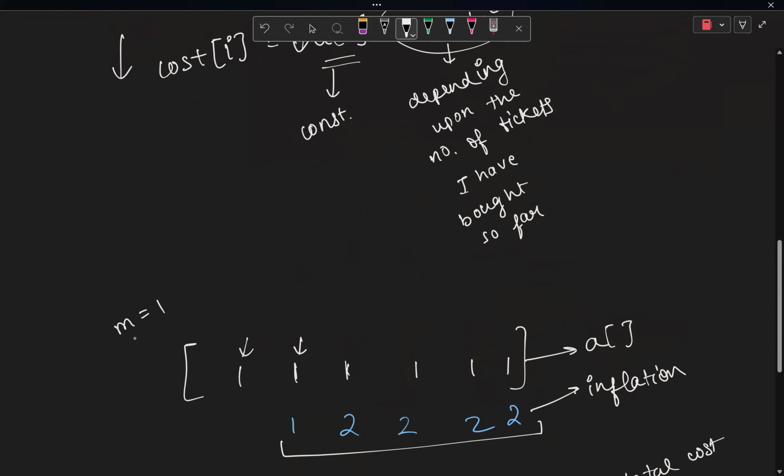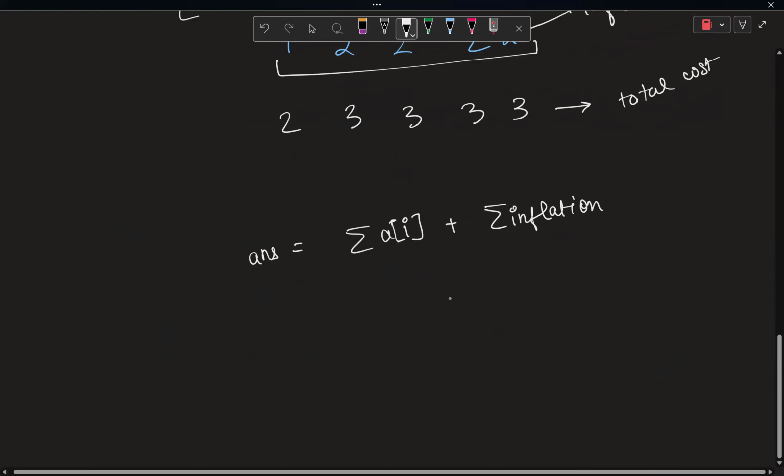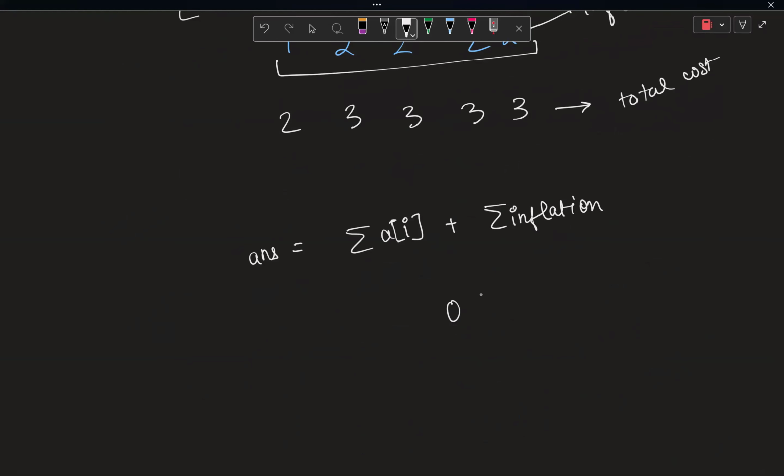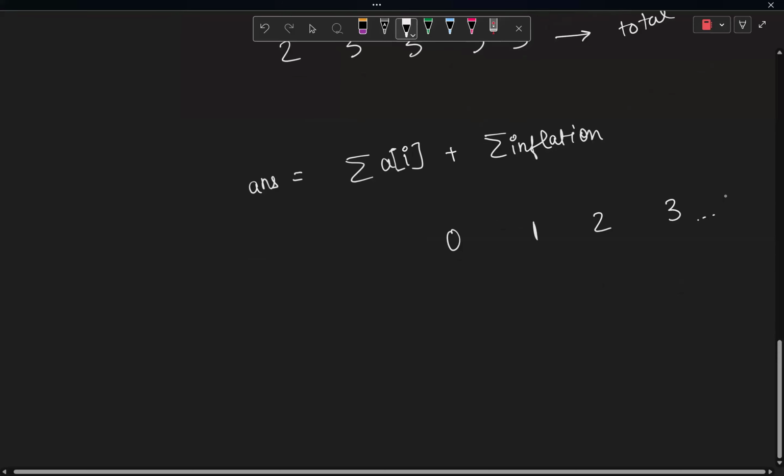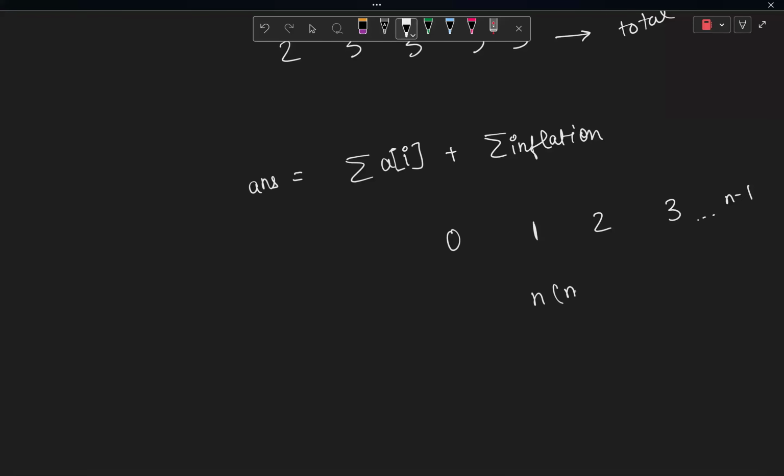In the case where M is equal to 1, whenever you buy the first ticket, the inflation on that day would be 0. Whenever you buy the next ticket, you would have got an inflation of 1. Whenever you buy the next ticket, an inflation of 2. The next, the inflation would be 3 by that time. It would go on till n minus 1. So the sum of the first n elements is n into n minus 1 by 2, and this is something you would just like to minimize.